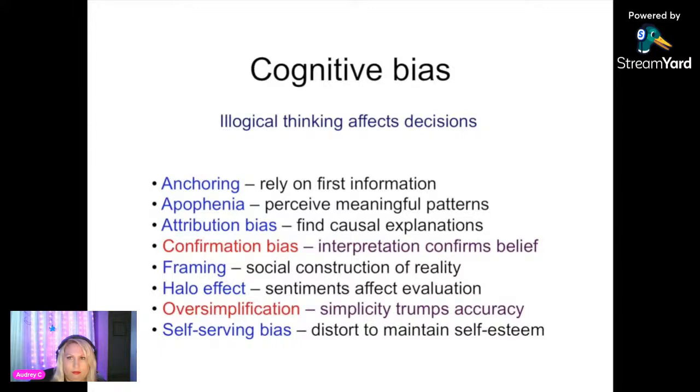Cognitive bias occurs when illogical thinking affects decisions. There are many sources of cognitive bias, and here we'll focus on just two. In confirmation bias, the interpretation of evidence confirms one's initial belief. Oversimplification is a bias where simplicity trumps accuracy, and so data or interpretation may be modified for the purpose of simplicity instead of getting the correct answer.